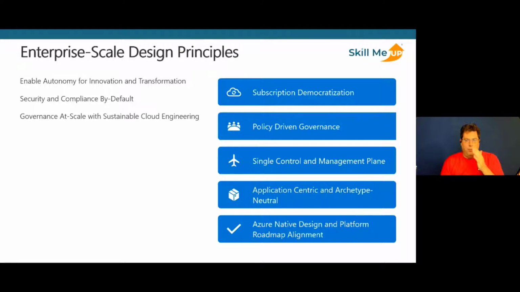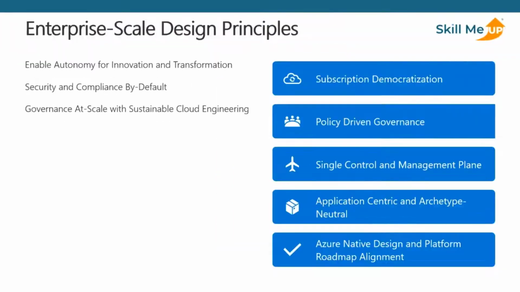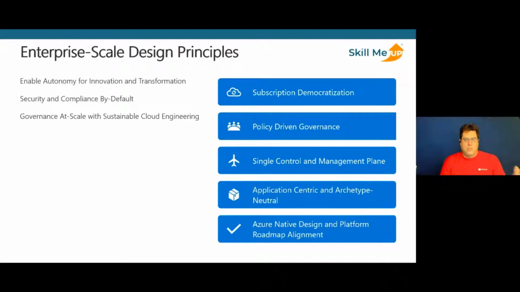And that can be handled in many different ways in terms of how we're using our subscription. We're driving governance with policy. We're providing those control management planes within our environment, and we're providing application-centric and neutrality in our archetypes as we build that, then Azure native design and platform roadmap.